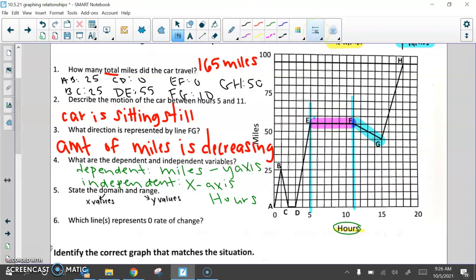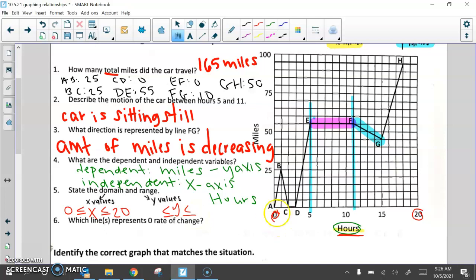So for our domain, that was our x-axis, our hours, we're going from 0 to 20. So 0, 20, you're going to stick your x in the middle, and you're always going to do less than or equal to symbols. So that's how you will most likely see the domain, and the range will be similar on graphs like these. The range, though, instead of having an x in the middle, is going to have a y in the middle.